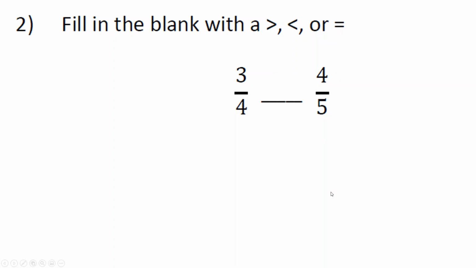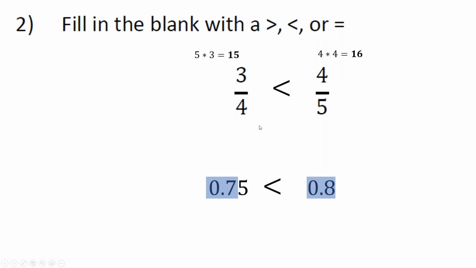A couple ways you could do this. You could make them into decimals. 3/4 is 0.75, 4/5 is 0.8. And therefore, you could just look at the tenths place. 7's less than 8, 7/10 compared to 8/10. Another way to do it is the cross product trick. You could do 4 times 4 and 5 times 3. 15 is less than 16. So that's like the cross product way to compare fractions that aren't equal.